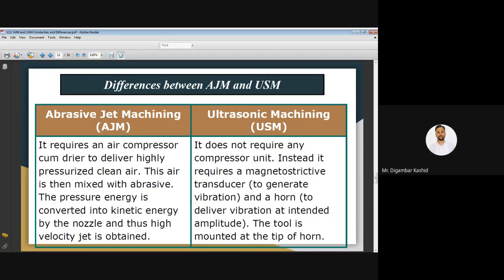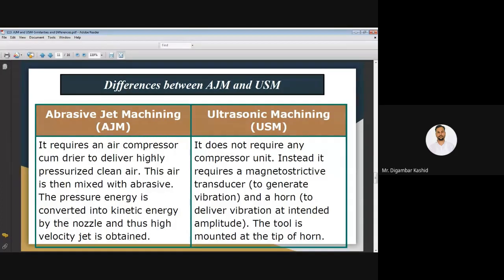Now, as we have gone through the working principle of abrasive jet machining, it requires an air compressor cum dryer to deliver highly pressurized clean air. This air is then mixed with the abrasive in the mixing chamber, and the pressure energy of the air abrasive mixture is converted into kinetic energy by means of the nozzle, and thus a high velocity jet is obtained.